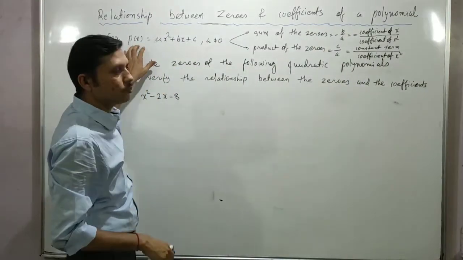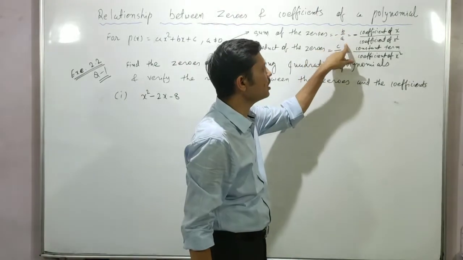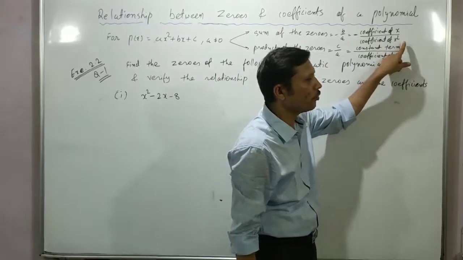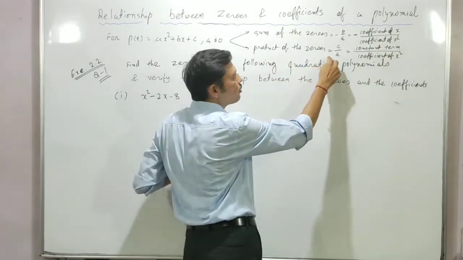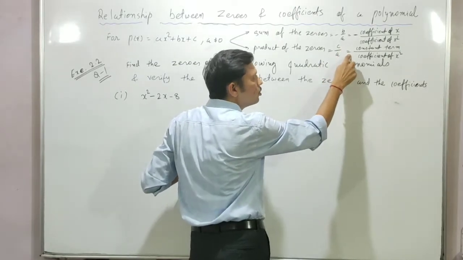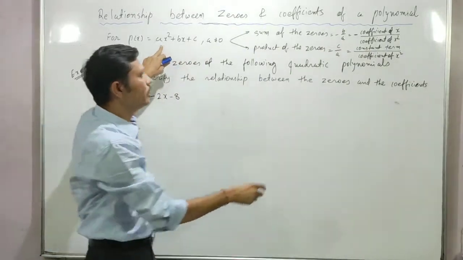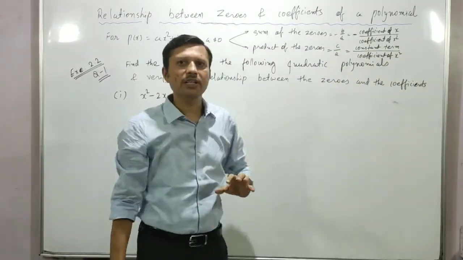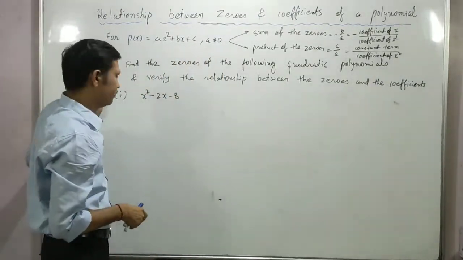Okay, bachcho. Now, we just derived that for the quadratic polynomial, the sum of the zeros is minus b by a. B means the coefficient of x, and a means the coefficient of x square, right? And the product of zeros is equal to c by a, where c means the constant term in our polynomial, and a means the coefficient of x square.